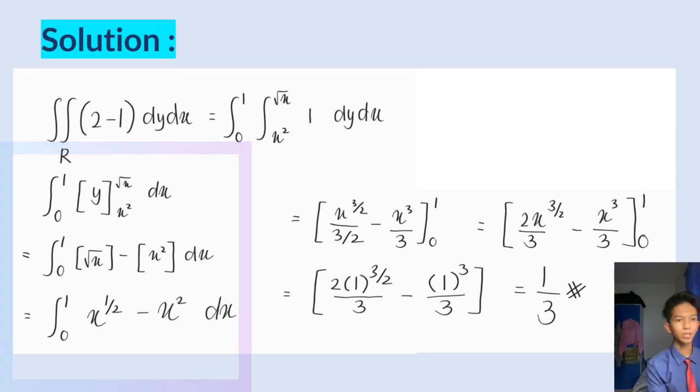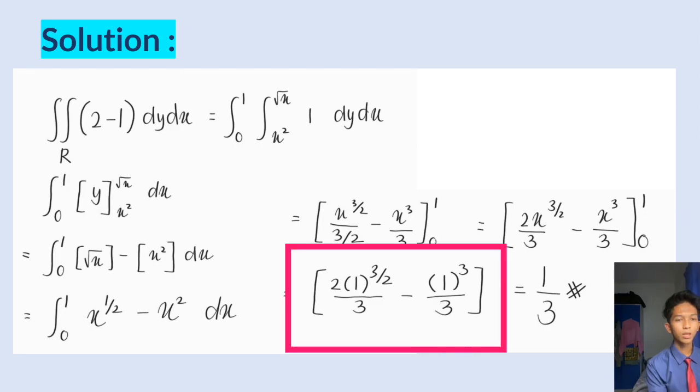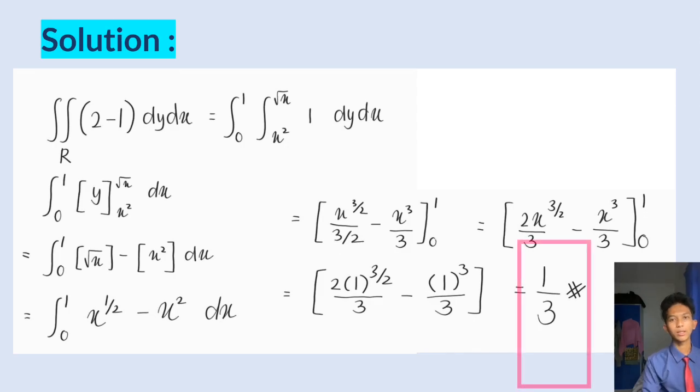After that, we need to integrate x, so we got x^(3/2) over 3/2 minus x³ over 3, and for limits there is 0 to 1, and we need to replace x with the limit, which is we got 2 bracket 1 power 3/2 over 3 minus bracket 1 power of 3 over 3, and lastly we got the final answer is 1 over 3. Okay, for the next presentation I will pass to the next member, which is Abdul.